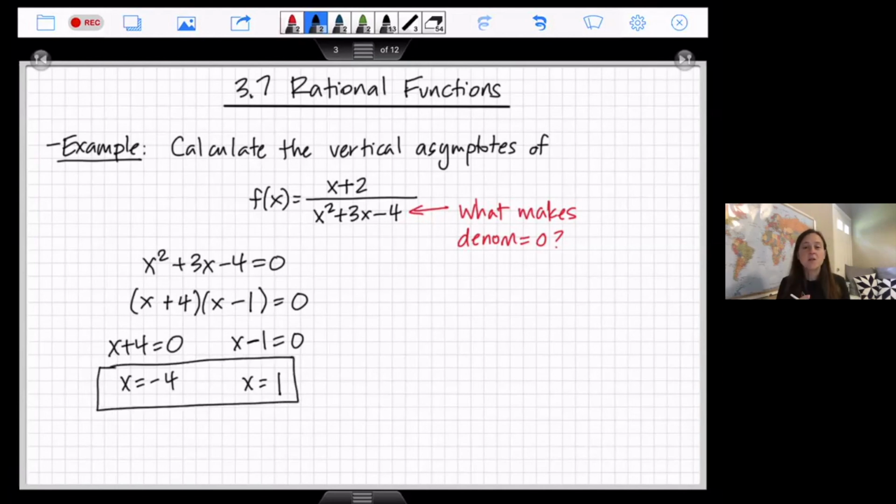Okay. And notice for vertical asymptotes that we didn't do anything with that numerator, that x plus 2, that can be anything that it wants. Vertical asymptotes are only concerned with the denominator. All right, in the next video, we will talk about horizontal asymptotes.